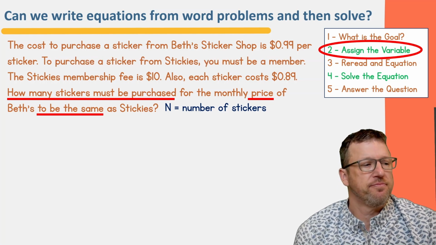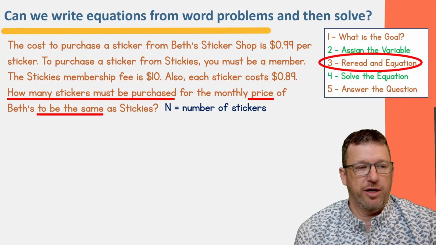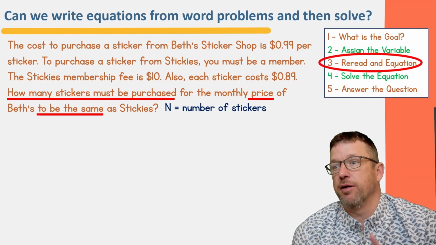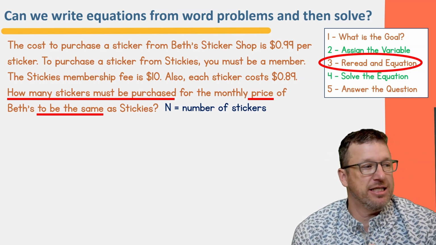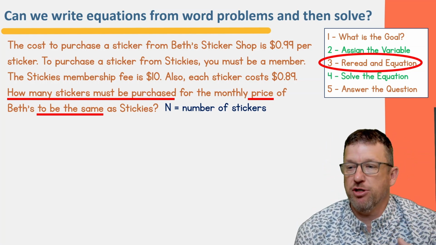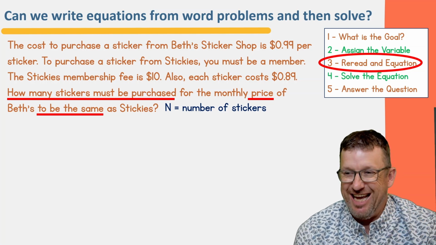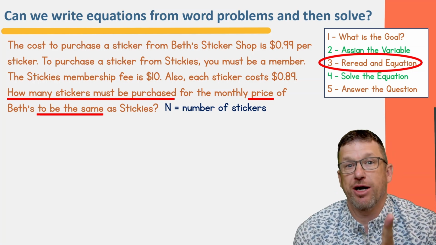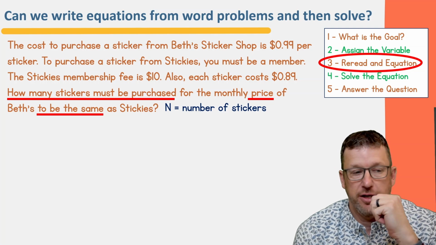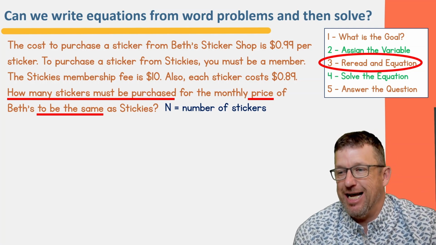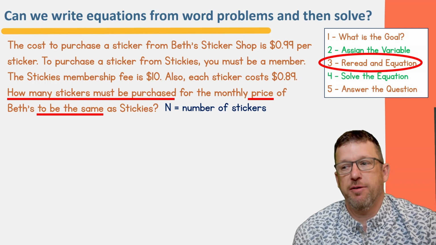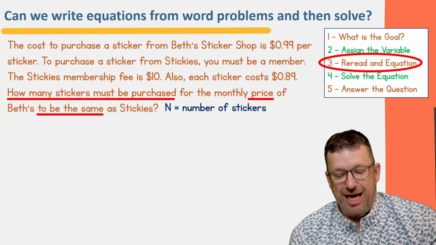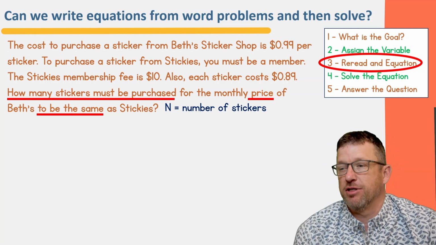All right, next, we're going to reread the problem. So we go back and we read it again. We remember we talked about the purchase of a sticker from Best Sticker Shop is 99 cents. If we're going to buy it from Stickies, there's a membership fee. That membership fee is $10. You're paying $10 no matter what, even if you don't buy any stickers. And then also each sticker costs 89 cents. And so we're trying to figure out how many stickers need to be purchased for the monthly price to be the same for Best's as Stickies'.